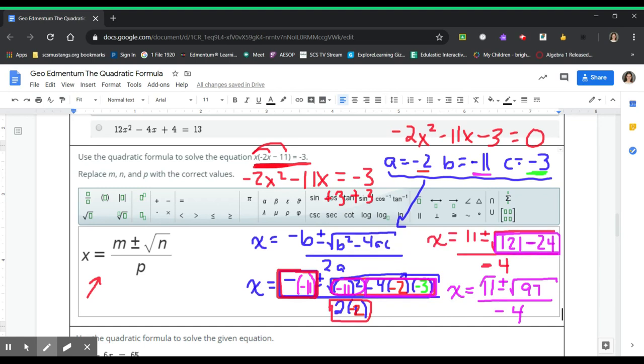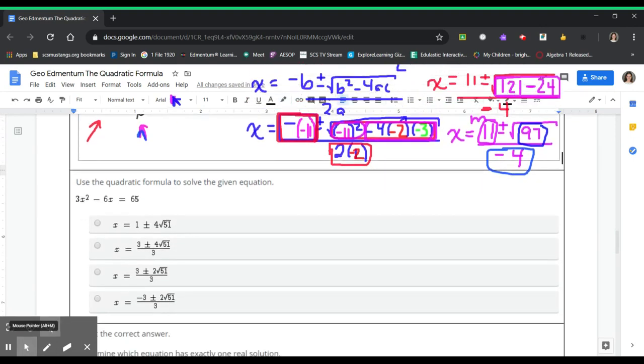So if we're looking at 11, 11 is our m value. We're looking for the n value. The n value is going to be 97, and that p value that they give you right there is going to be your negative 4. Okay.